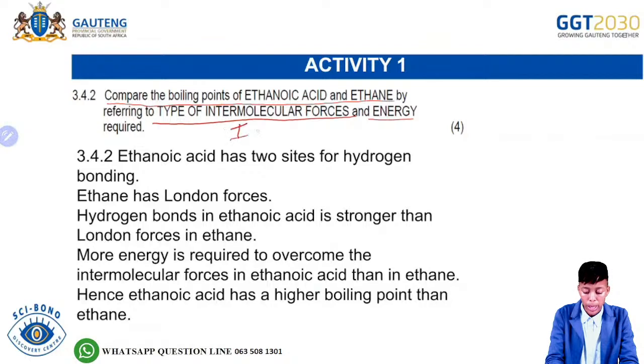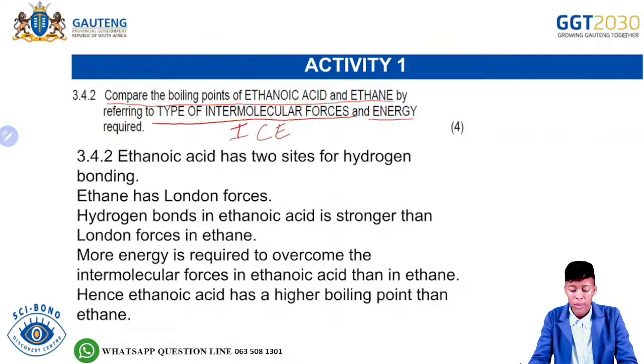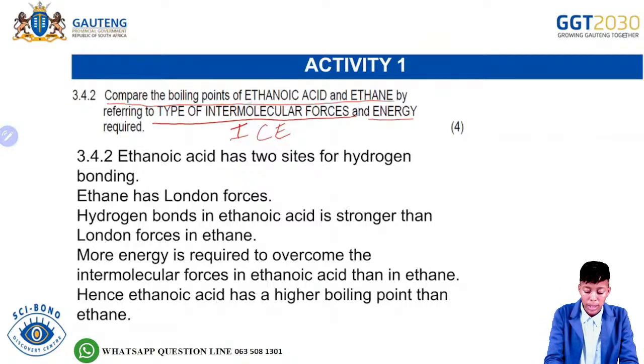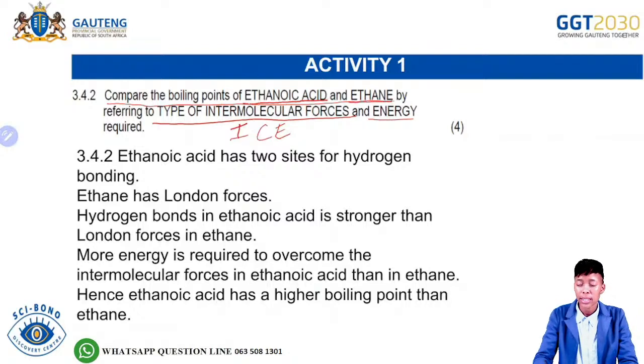So remember, going back to the ice. Remember that we said the ice can mean the independent variable, or, to make it easier, we said we can talk about the type of intermolecular forces. So when we answer this question, we need to start by stating the type of intermolecular forces that we have in the ethanoic acid, and the type of intermolecular forces that we have in the ethane.